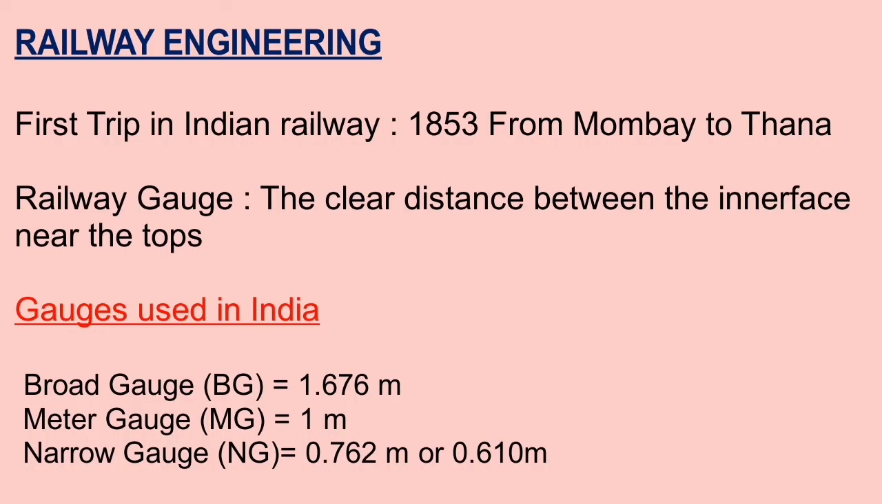Now let us discuss railway engineering. The first trip in Indian Railway was made in 1853 between Bombay and Thane. The Indian Railways is administered by the Railway Board.